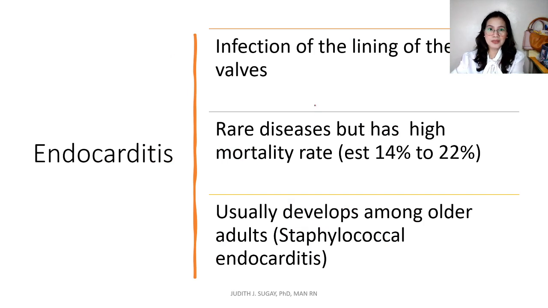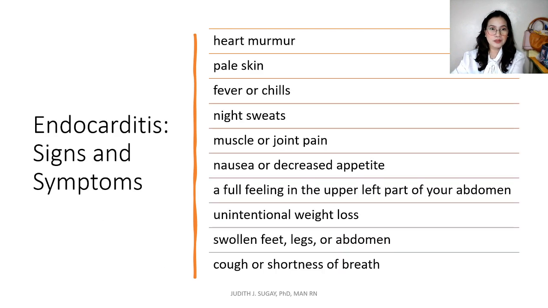So, what is endocarditis? As we have mentioned, the infection is in the lining of the heart valve. It is also called bacterial endocarditis or infective endocarditis. This is actually a rare disease but has a high mortality rate, approximately 14 to 22%. It usually develops among older adults and is caused by staphylococcus.